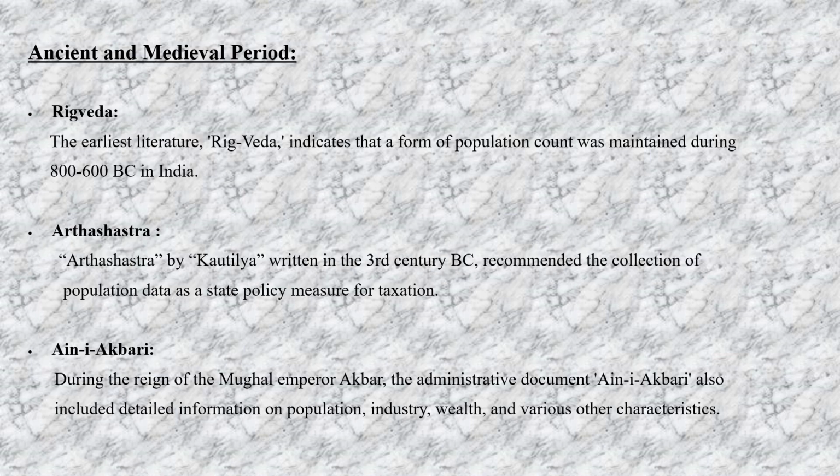Rig Veda, the earliest literature, indicates that a form of population count was maintained during 800 to 600 BC in India. Arthashastra by Kautilya, written in the 3rd century BC, recommended the collection of population data as a state policy measure for taxation. Ain-i-Akbari: during the reign of the Mughal Emperor Akbar, the administrative document Ain-i-Akbari also included detailed information on population, industry, wealth, and various other characteristics.